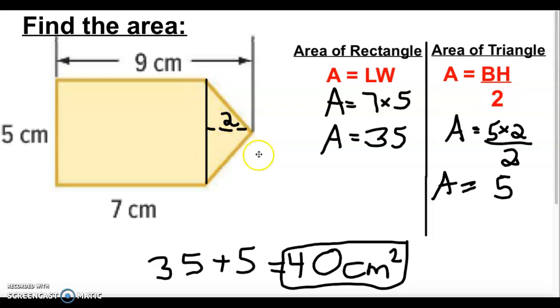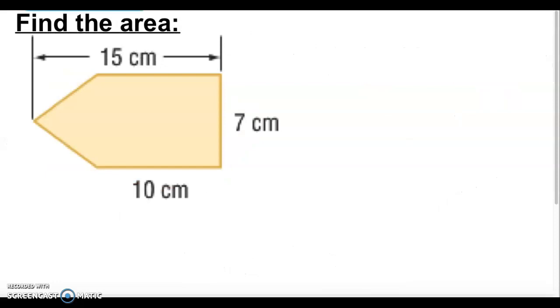The base was 5, because I knew opposite sides are equal. And 5 times 2 divided by 2 is 5. When I added those two areas together, I got 40 centimeters squared. Let's try the next one, which is very similar to the one we just did. So I would cut it this way, draw a line going this way, find the area of the rectangle, the triangle, and add them together.